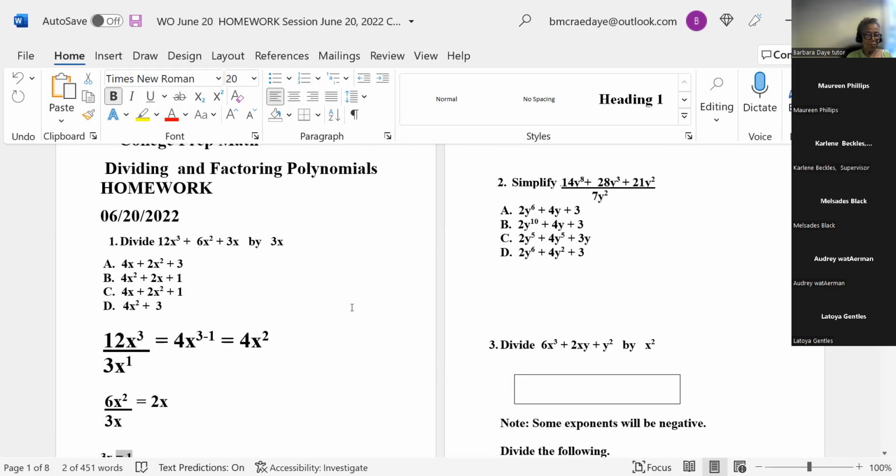Okay, now doing the same thing for number two, Mercedes. Simplify 14y to the 8th plus 28y to the 3rd plus 21y to the 2nd divided by 7y to the 2nd. Now, I want you to do the same thing. Divide each term of the polynomial by the monomial.